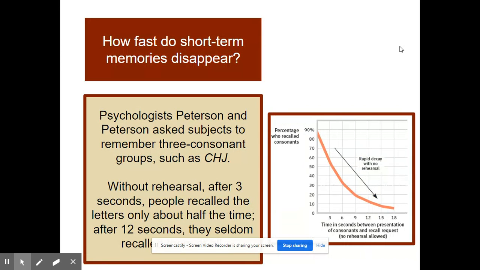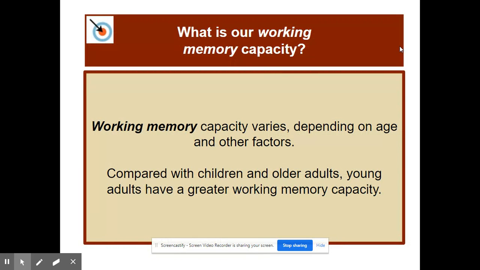This is a graph that shows you about how short-term memory disappears without doing work to it, without rehearsing something, which we talked about with the numbers yesterday. People will drastically lose that information. What is our working memory capacity? What happens with working memory is we associate with old memories to solve problems. Because more experiences allow better working memory, children are not as good at it as adults are.